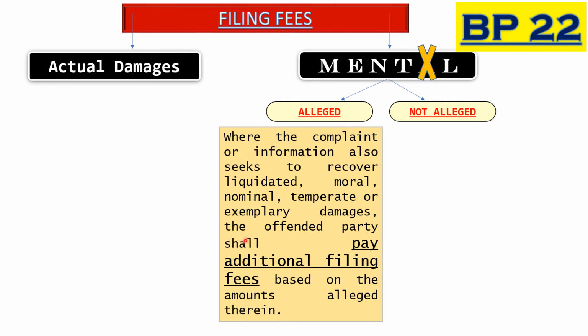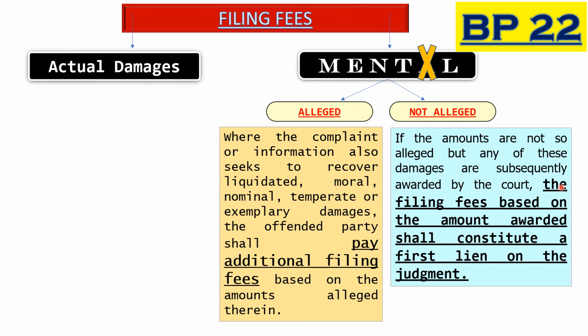If it is alleged, then the offended party shall pay additional filing fees based on the amounts alleged therein. Take note how we are talking about BP 22. This is under your Rule 111, Section 1, Letter A. And if it is not alleged, the same also, the filing fees based on the amount awarded shall constitute a first lien on the judgment.